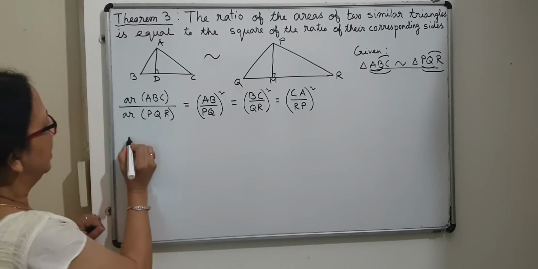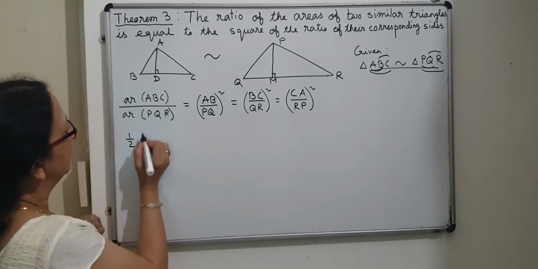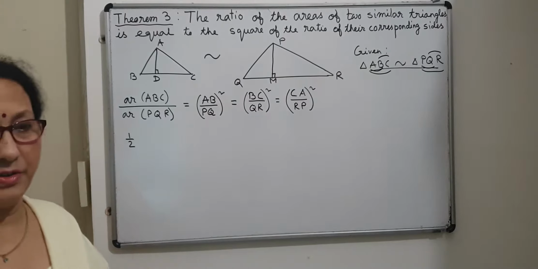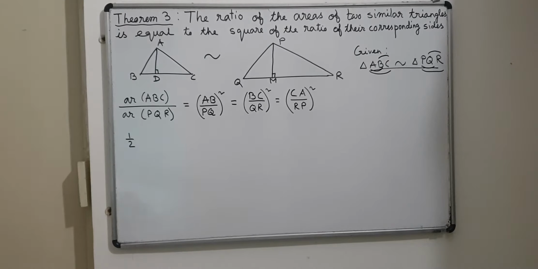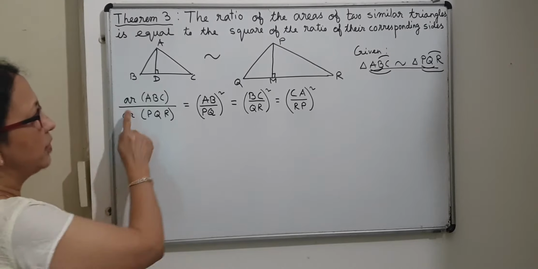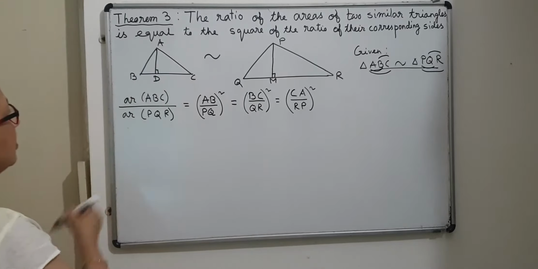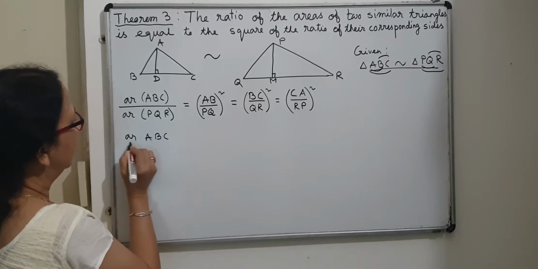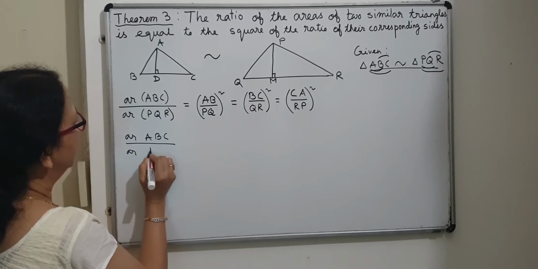So what will this be? It will be half base is what? Let me write it down now. This way is better. This is the statement of the theorem, so we have to prove this. So we start with this one, that is, area of triangle ABC upon area of triangle PQR.